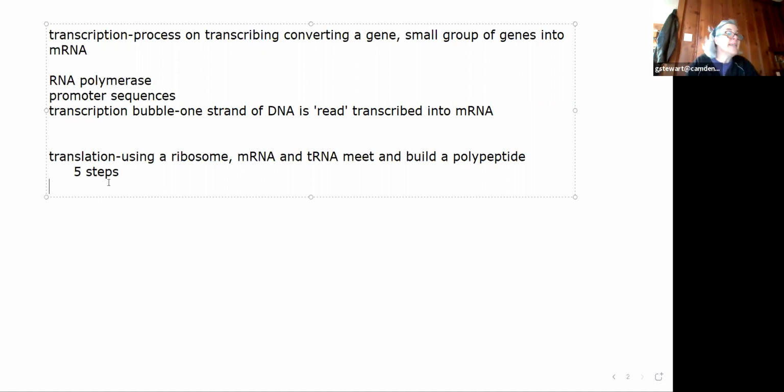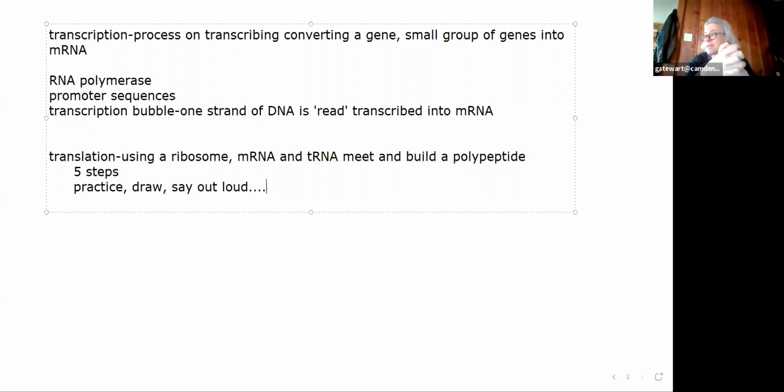So if you memorize it now, it's going to help you later, right? So I would practice these 5 steps. I would get a piece of paper and draw them and say them out loud and repeat them, over and over until you can recite them and describe what happens in translation.